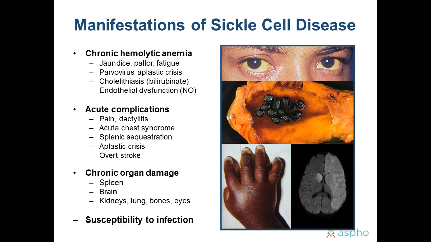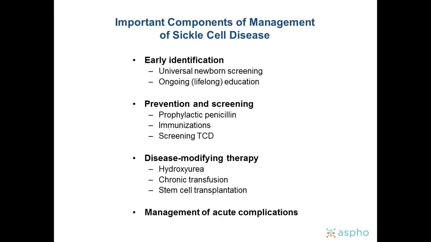And then behind the scenes, building up over the decades, is chronic organ damage. And then especially important for the young kids, the neonates and the very young children, increased susceptibility to infection because of hyposplenism. So then again, in broad strokes, what are the components of management of sickle cell disease that the boards want you to know about?